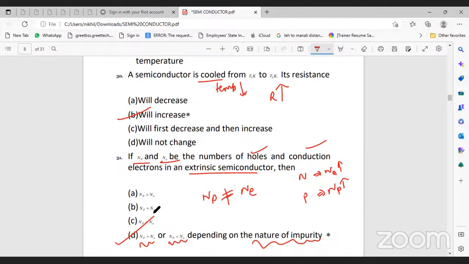You can tell the majority charge carriers only if you know the dopants. Only if you know the impurities added to the semiconductor can we classify whether electrons are more or holes are more. If you don't know the impurity, we can only conclude that the number of holes and free electrons are not equal in the extrinsic semiconductor. Therefore, option D will be the right answer.